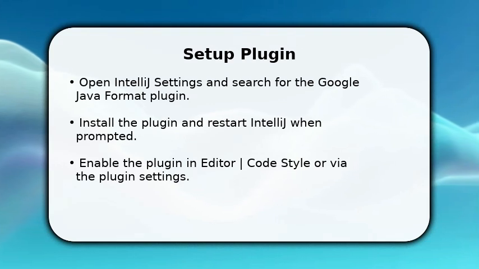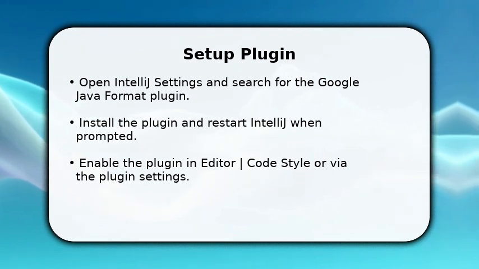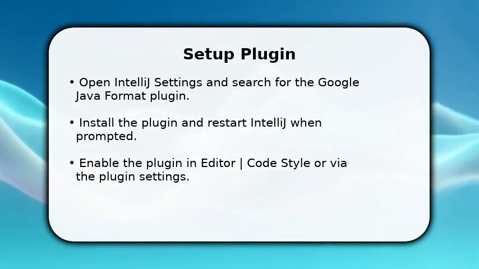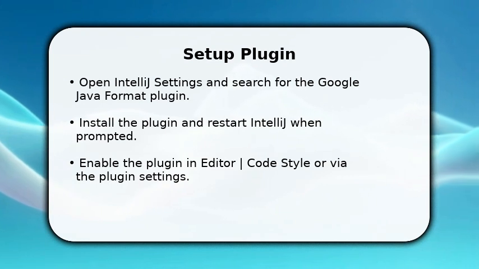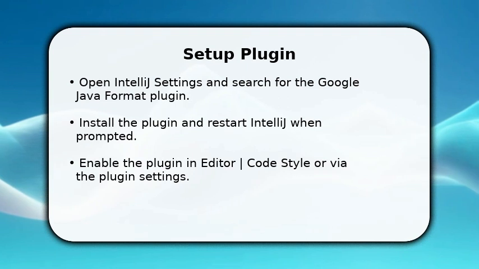Enjoy the video. In this video, I will show how to use Google Java format in IntelliJ IDE. Open Settings and install the plugin, then restart the IDE. Configure the formatter under Editor, Code Style, and select Google Java format as the default formatter.